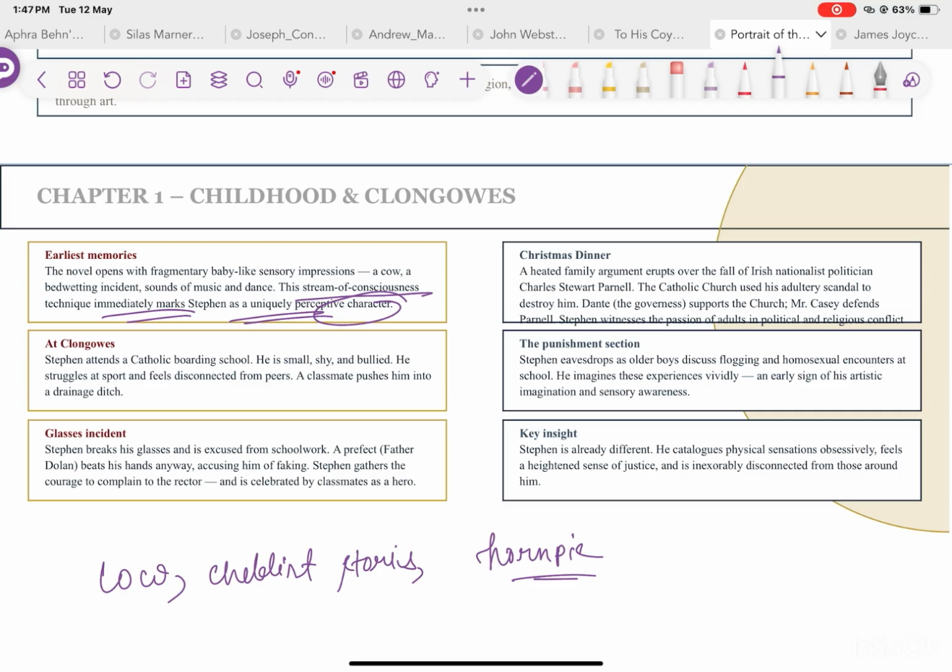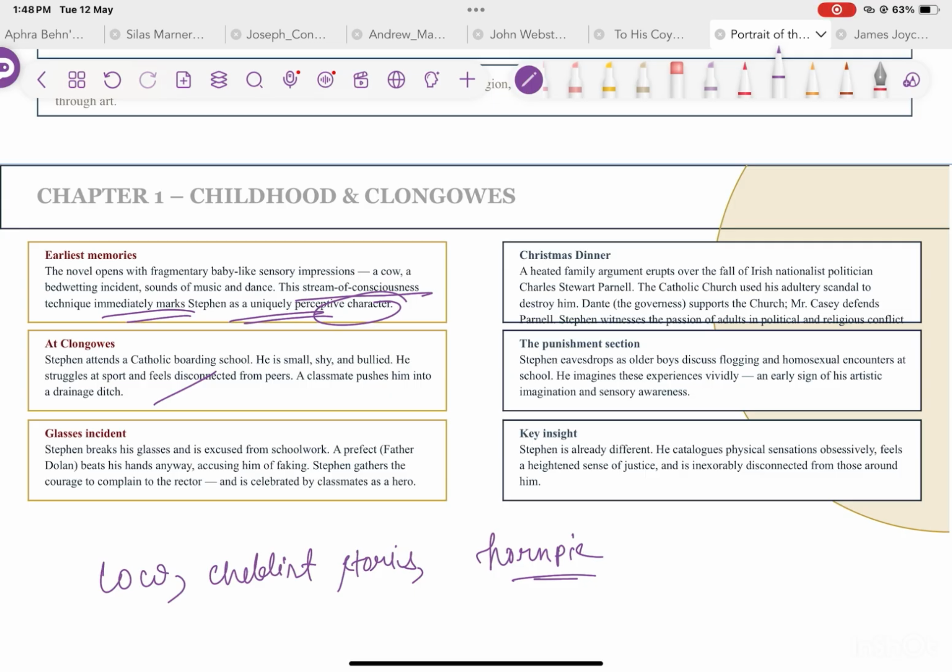The early sections focus on family life, school experiences, fear, punishment, religion, and growing self-awareness. The novel traces Stephen's journey from innocent childhood to intellectual artist's awakening. So, these are the foreseen events that are going to happen in the novel. Stephen is often bullied and held accountable for his actions by his mother.